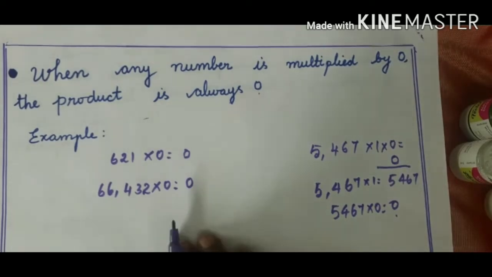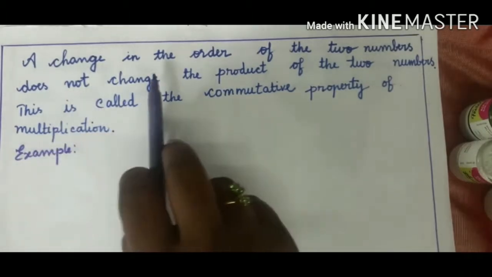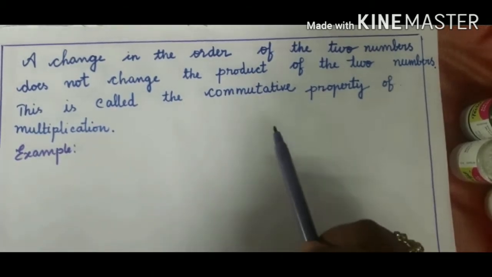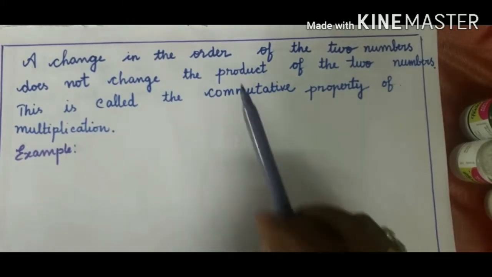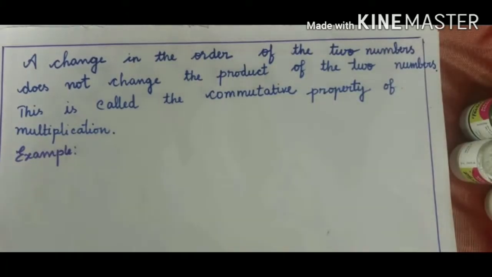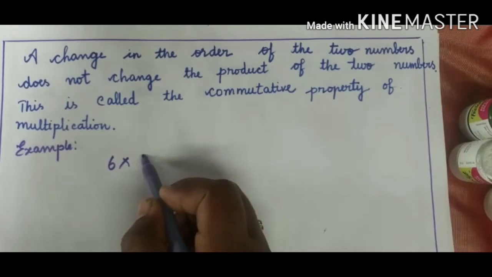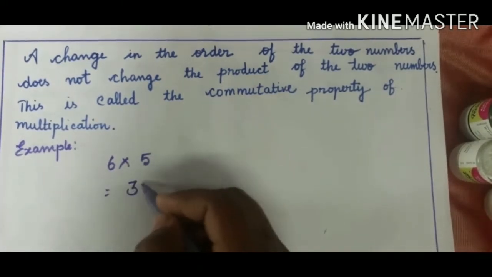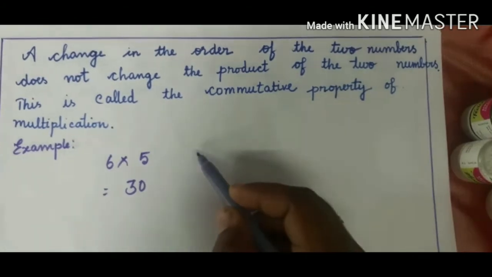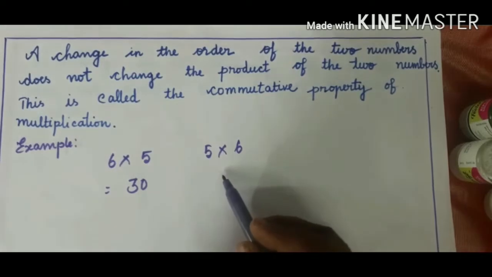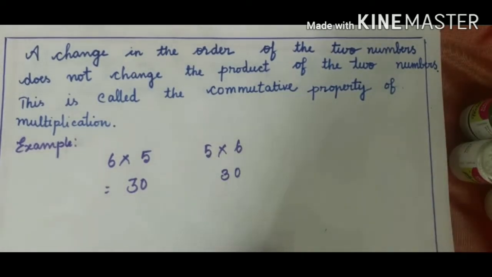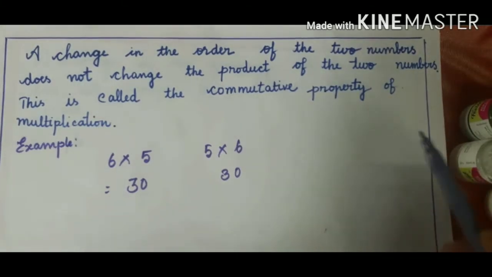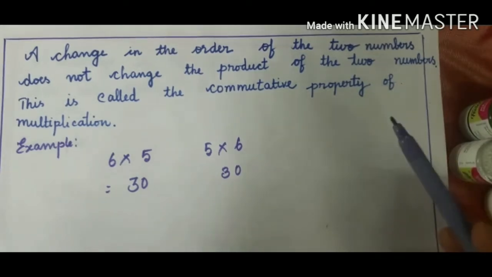Okay, fine. The next property is, a change in the order of the two numbers does not change the product of the two numbers. This property is called commutative property of multiplication. You understand? The order of two numbers. Say I am going to write some numbers. Write 6 into 5. Answer is what? 6 5s are 30. Now I am going to change the order. So that is 5 into 6, that is equal to 30. So when you change the order also, the answer will be the same. So again I repeat, the change in the order of two numbers does not change the product of the two numbers. This property is called commutative property.